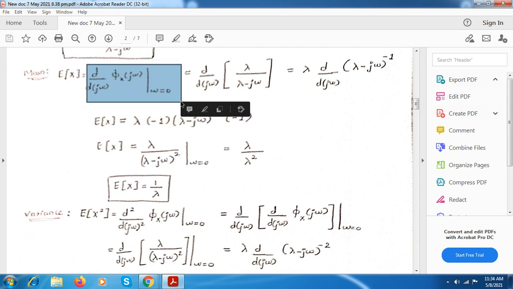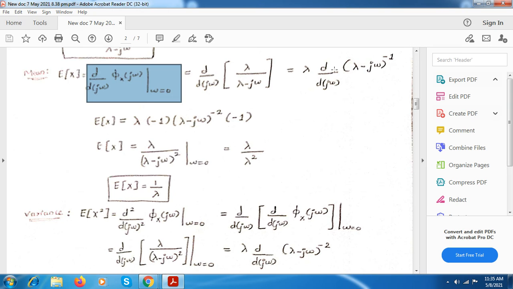Here we have to differentiate this phi x of j omega and then put omega equal to 0. This value we already know, that is lambda divided by lambda minus j omega. This value you have to differentiate. Here this lambda is constant, so just take this outside and differentiate this term. Here instead of writing 1 by lambda minus j omega, we have written it as lambda minus j omega raised to minus 1.